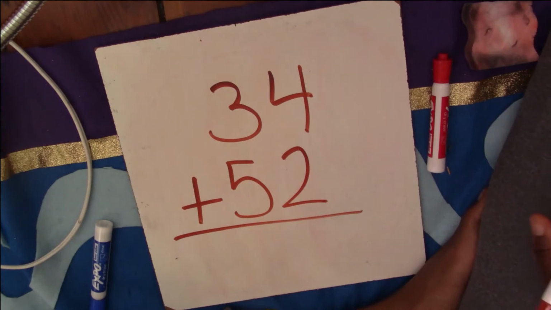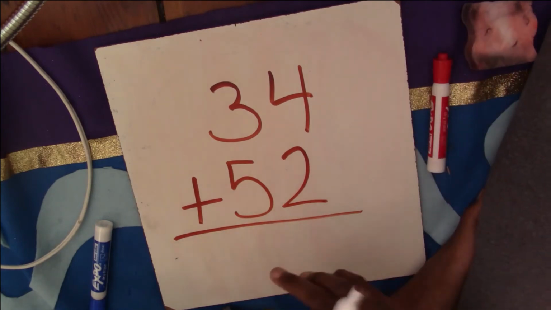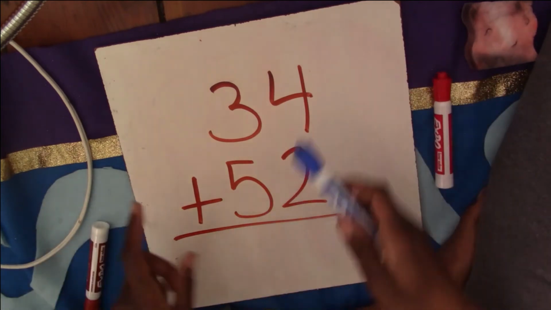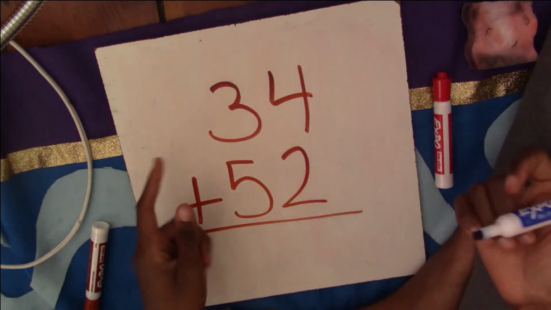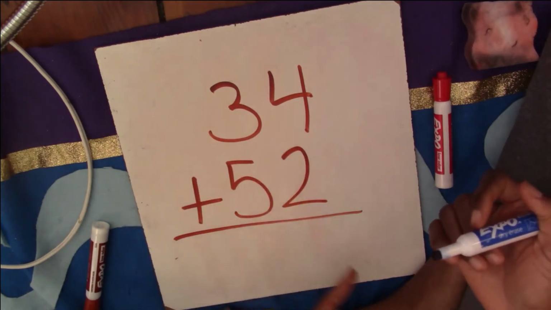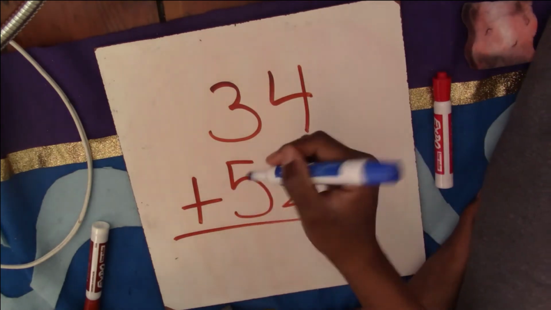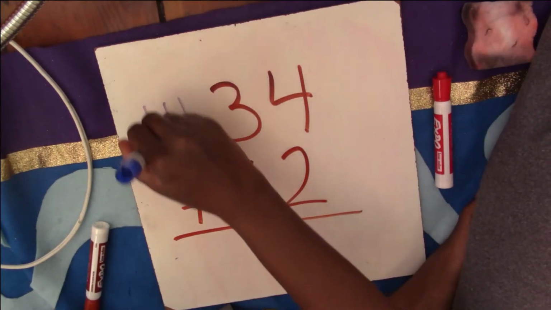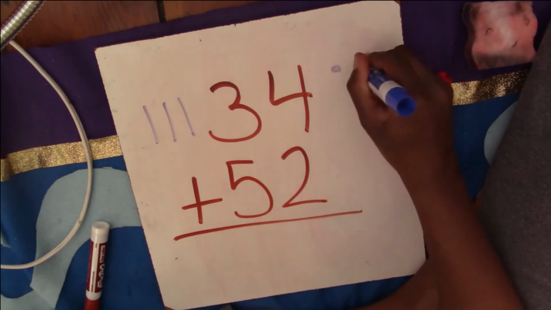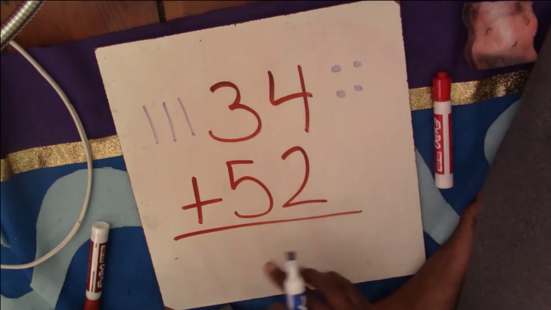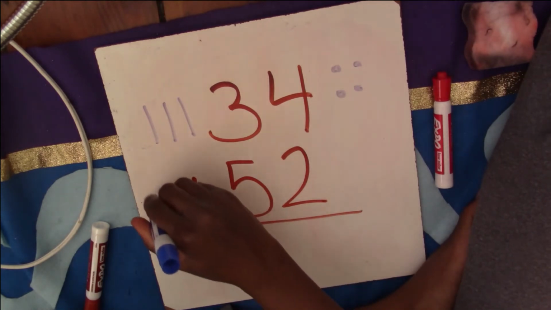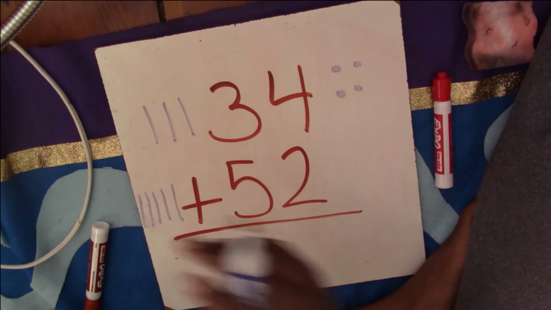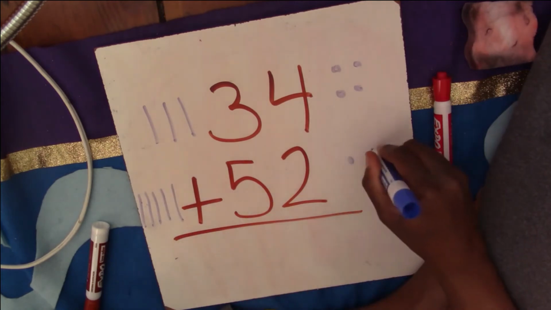Are you ready to check your answer? All right, let's check it. Since I am doing an addition problem, I'm going to draw all of my 10s and all of my 1s. So I'm going to start over here. 10, 20, 30, draw my 1s. 1, 2, 3, 4. Go down to 52. I'm going to draw my 10s. 10, 20, 30, 40, 50. And my 1s. 1, 2.